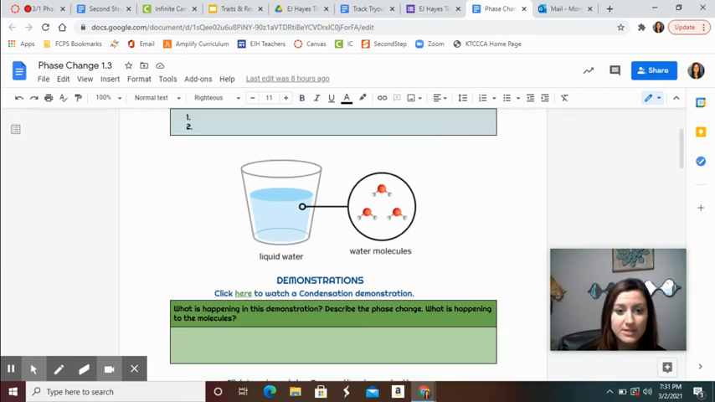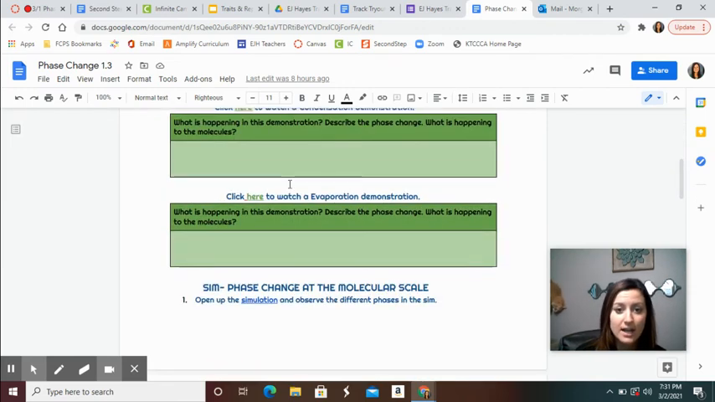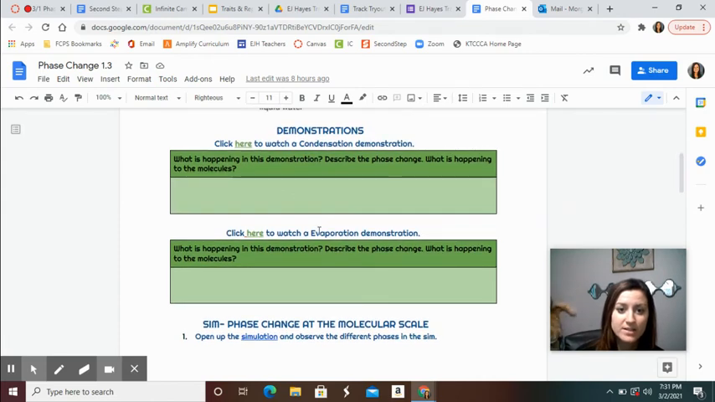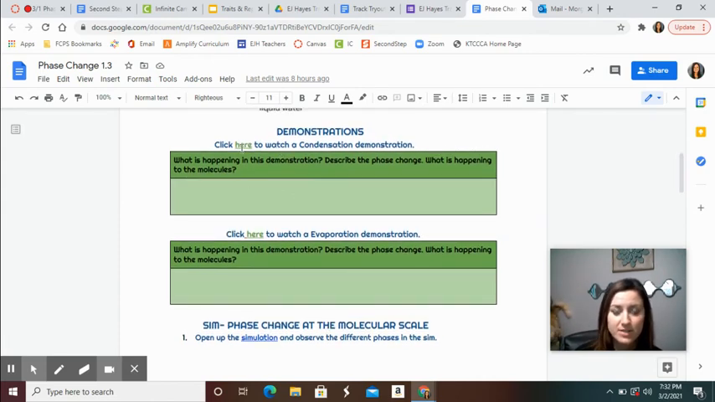There are two demonstrations down here that I wish we could do in person, but I found YouTube videos. This one is a condensation demonstration. I want you to watch it and observe what happens. Observe that phase change. What do you see happening? And I want you to also think about the molecules. What is happening to those molecules? I also want you to think about temperature. How does temperature play a part in these different phase changes?